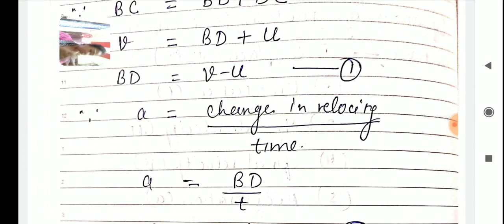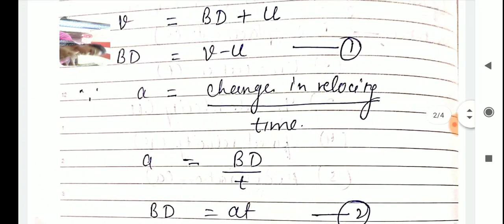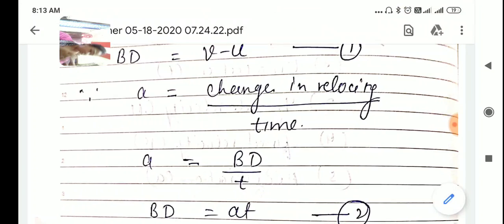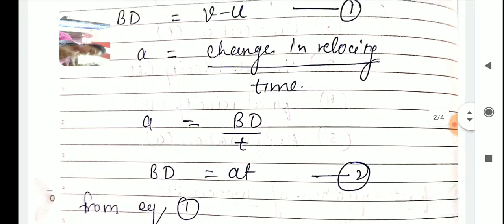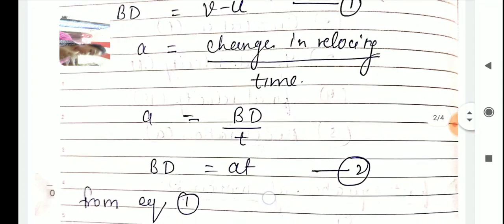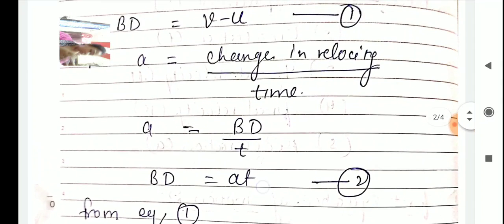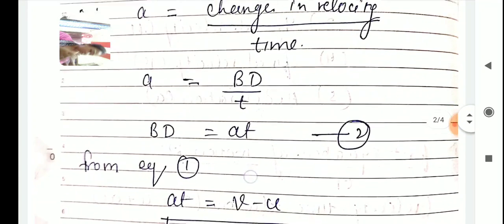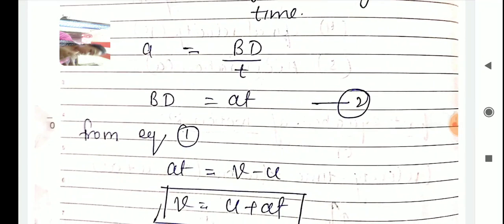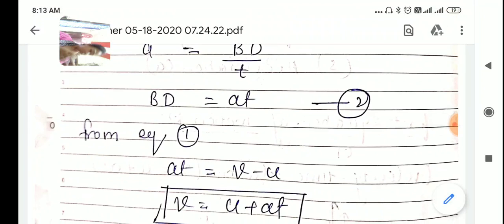So we are not taking the separate values of the BD, we will only write down the value BD here. So A will be equals to BD upon T. Now we will calculate the value of the BD. We will cross multiply here, so BD will be equals to A into T, that is our equation number 2. Now we will place the value of equation number 2 in equation number 1. So we get A into T equals to V minus U.